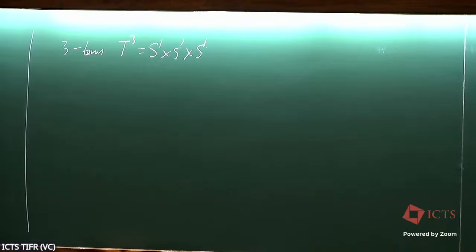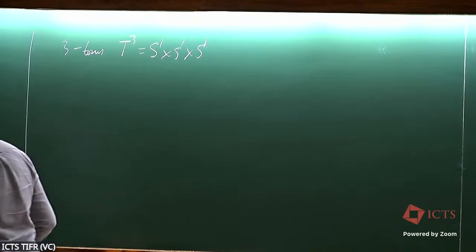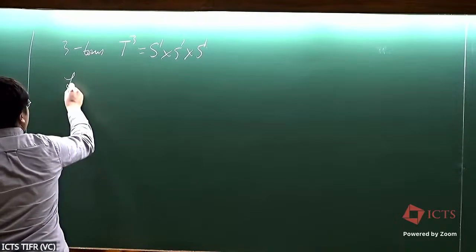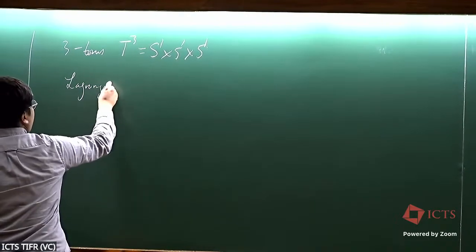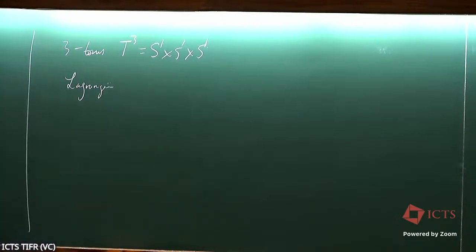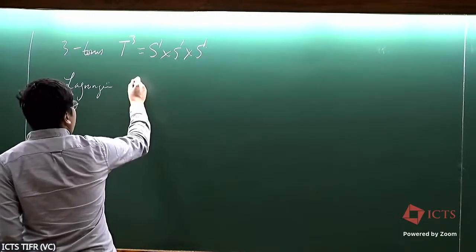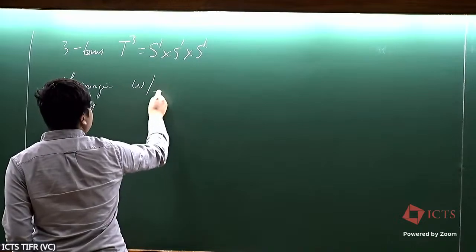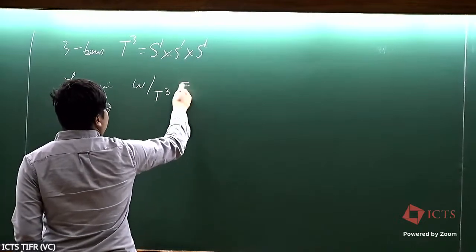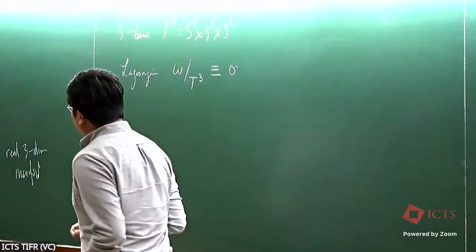Complex 3-dimensional manifold, real 6-dimensional. Okay, Lagrangian, well, remember I have this Kähler form, so I have a symplectic form. So the Kähler form, which I'll denote omega, restricted to this T3 is identically 0. Okay, so that's the condition.